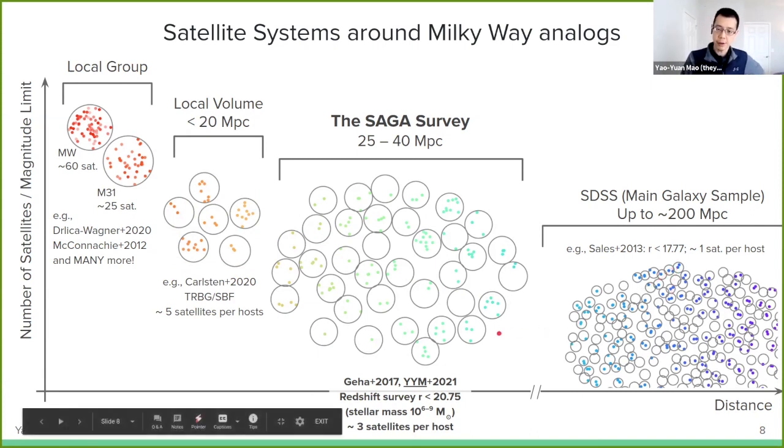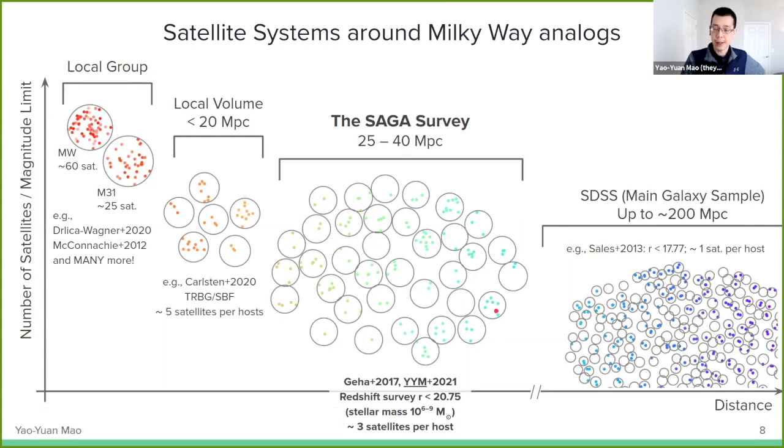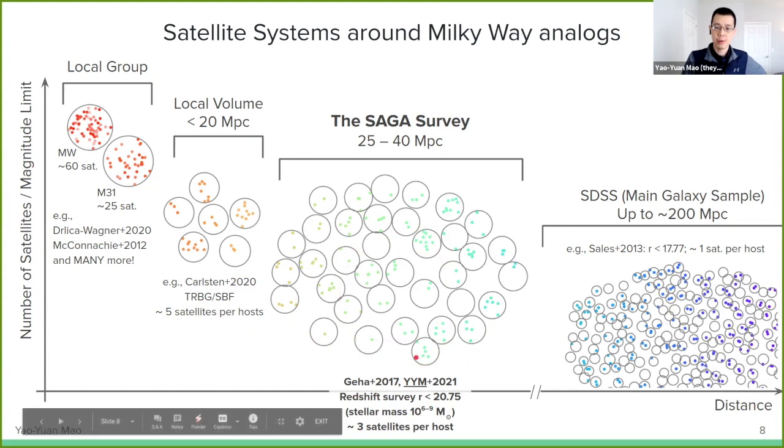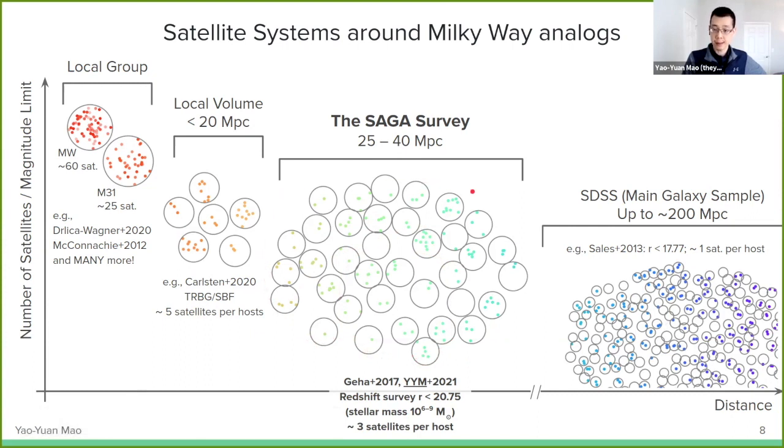And so the SAGA Survey is trying to put something in between. We are aiming for systems between 25 to 40 megaparsec, and our magnitude limit allows us to probe around 3 to 4 satellites per system. We are hoping to obtain 100 satellite systems of Milky Way-like galaxies from the SAGA Survey.